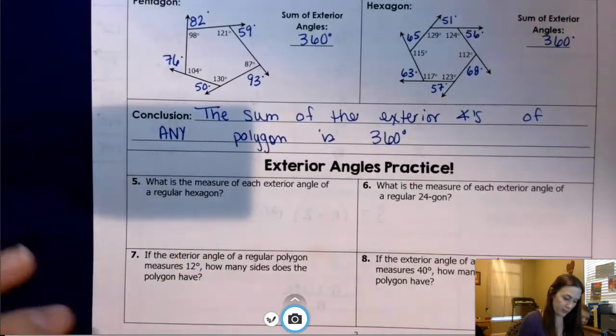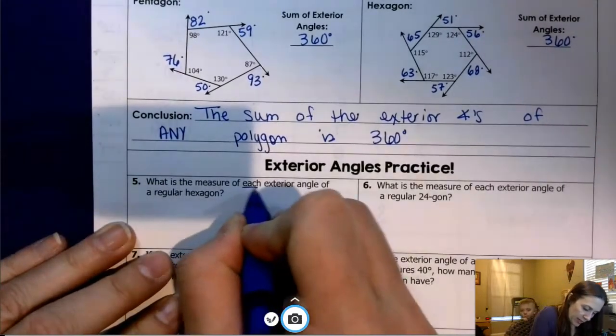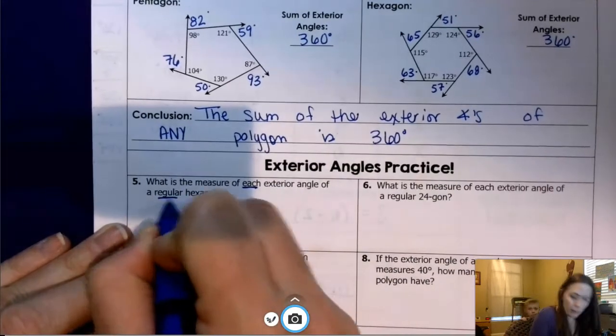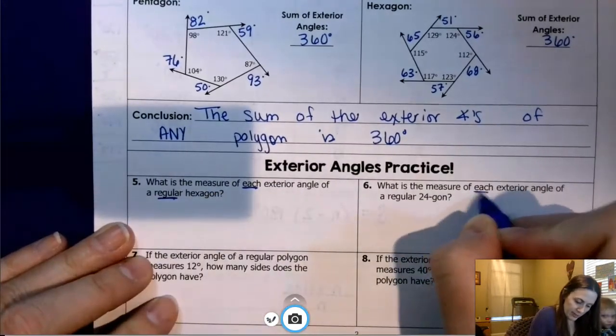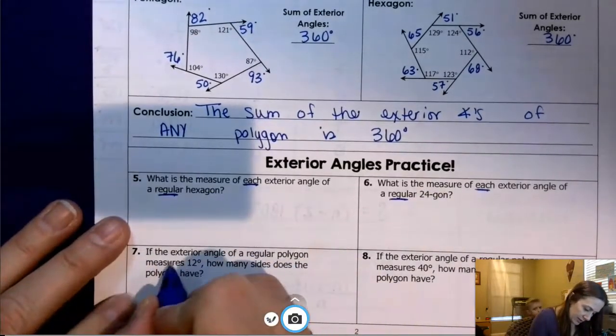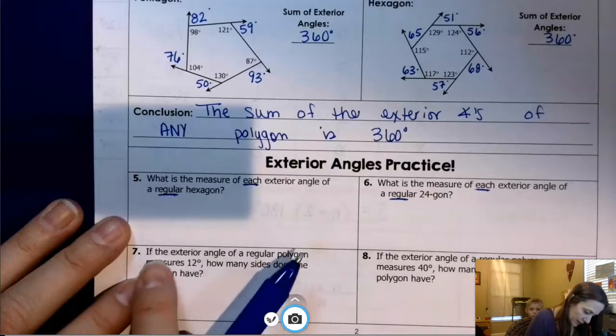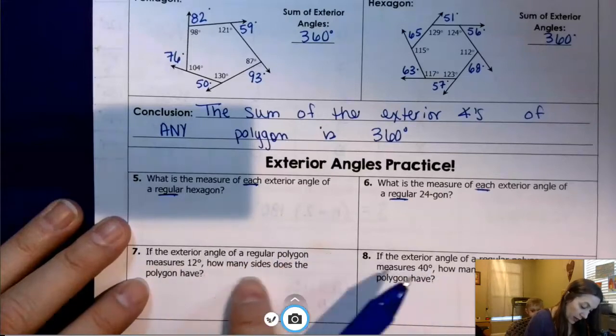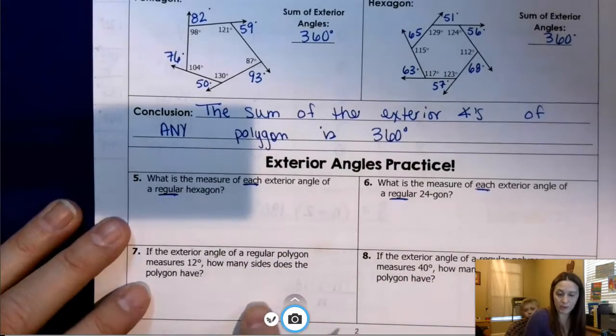angles is always going to be 360, what if I want to find the measure of each exterior angle of a regular polygon? If the exterior angle of a regular polygon is 12, how many sides? Oh, this is going to work backwards, so we're going to have to do that.